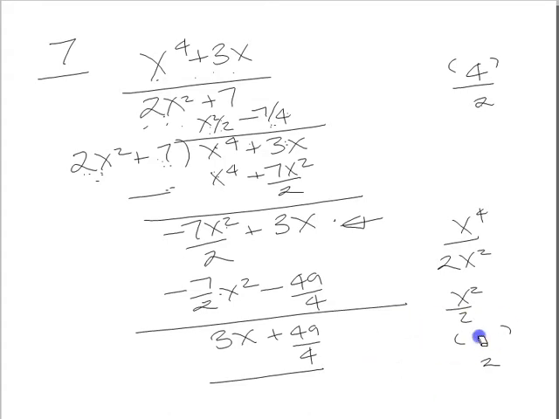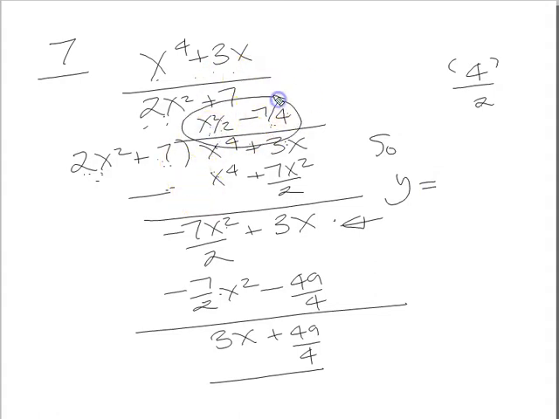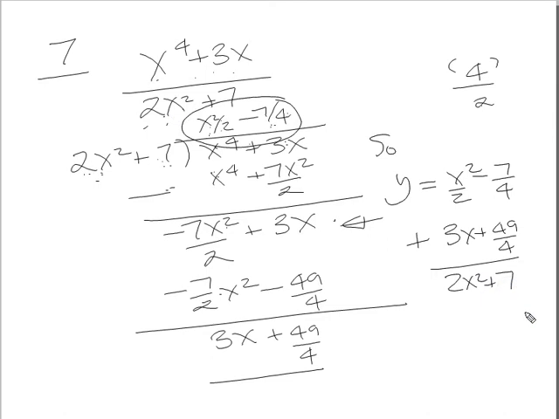Okay, so I'll just tidy things up a little bit, and we'll put down the answer. So I'll put that over here. So, what have we got then? We've got y equals then, and that thing is the answer. So it will be x squared over 2 minus 7 over 4. And then we have to plus our remainder. So plus the remainder, 3x plus 49 over 4, over what we were dividing underneath, the 2x squared plus 7.